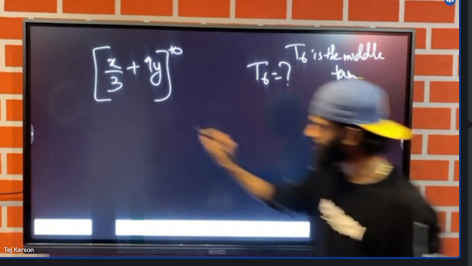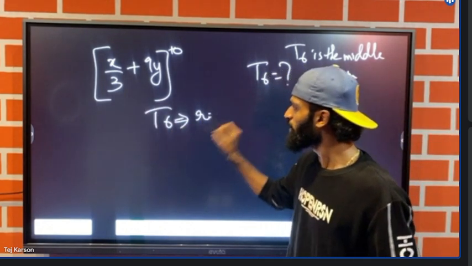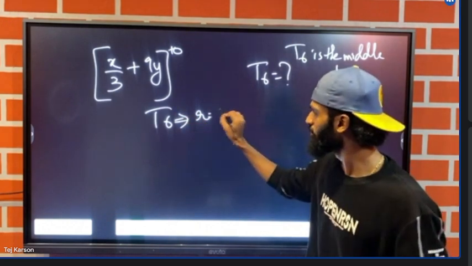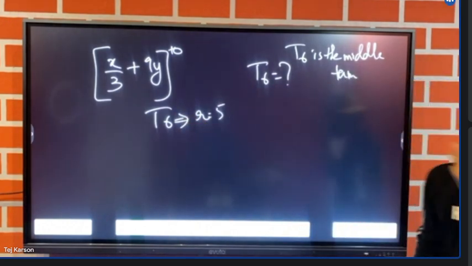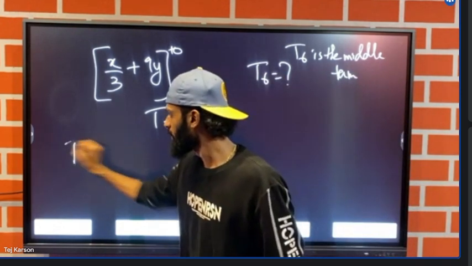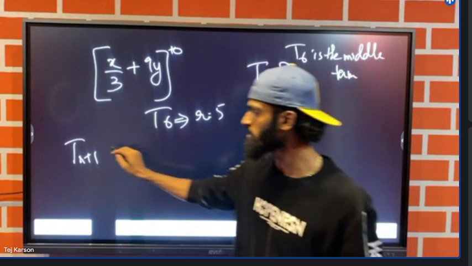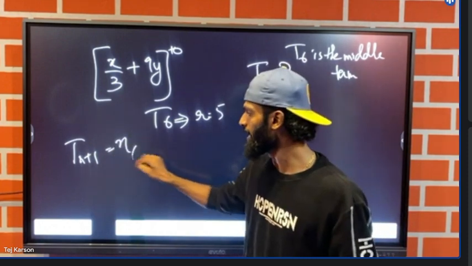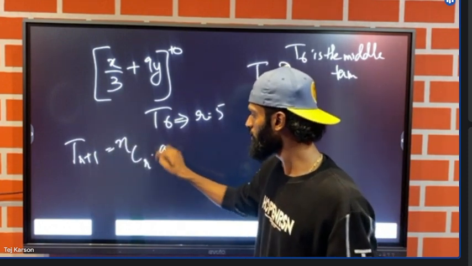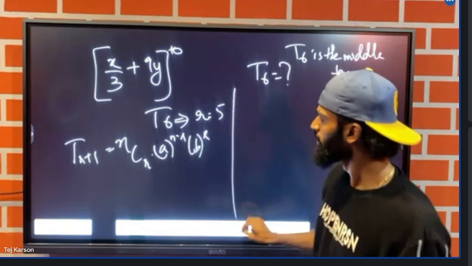Now, to find T6, we know that the value of R will be 1 less than it, which is nothing but 5. T6 is nothing but, the value of R will be equal to 5. Now, I'll apply the formula, T R plus 1. Should you write the formula? 100% you should write the formula. No skipping formulas. You might lose a mark there. So it will be NCR A to the power N minus R into B to the power R.